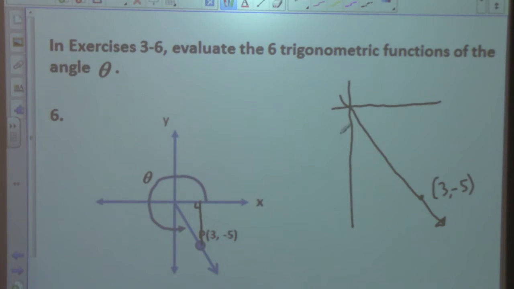Okay. And then I did -5 squared plus 3 squared, and then it's going to be the square root of 34. So right here, the hypotenuse is equal to square root of 34. Yeah. Anybody have a question about how she got that? Does that look right? Okay, good. What next?